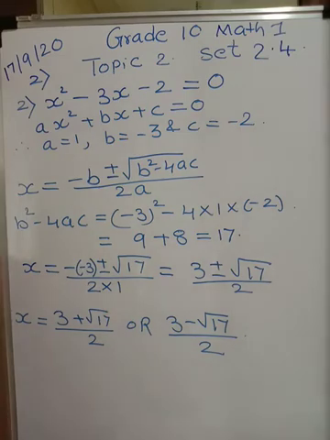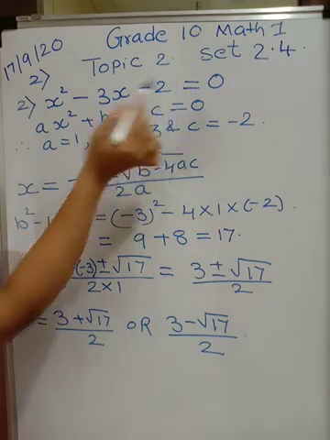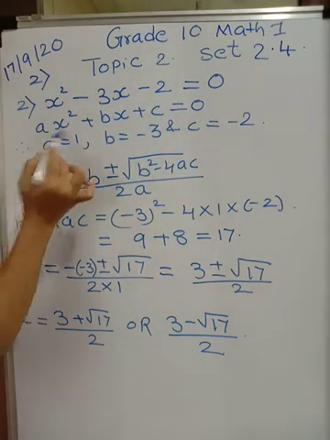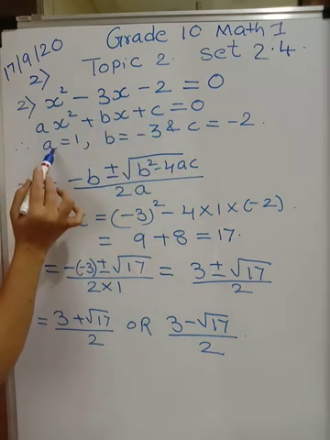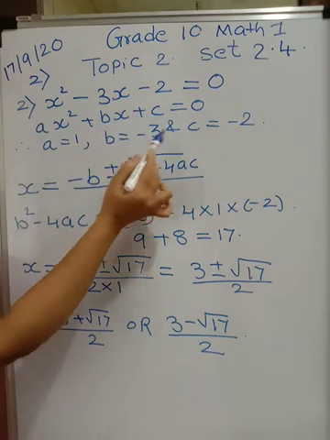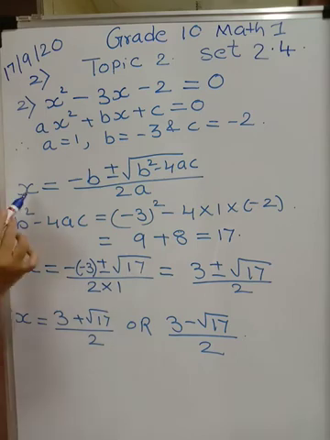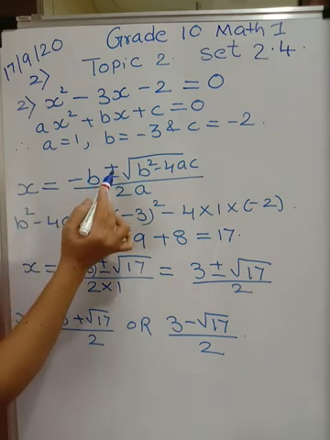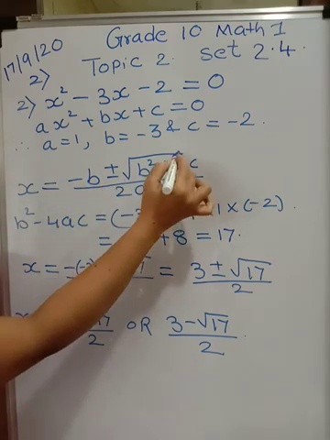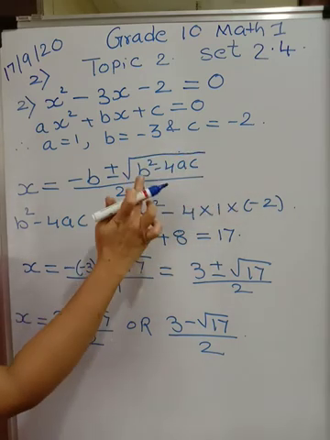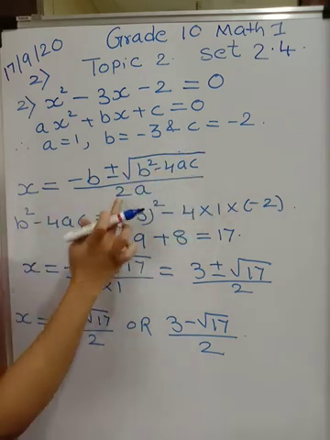Let's go for the second question. x square minus 3x minus 2 is equal to 0. Again compare with the general form. We get a is equal to 1, b is equal to minus 3 and c is equal to minus 2. What is our formula students? Minus b plus or minus under root, this root goes till the end, b square minus 4ac the whole upon 2a.